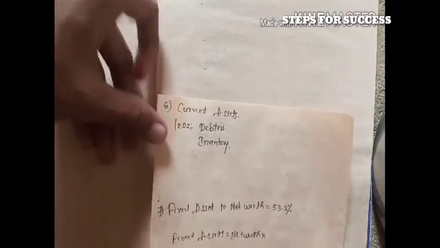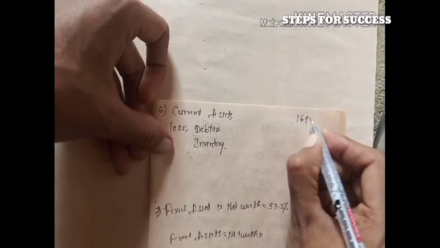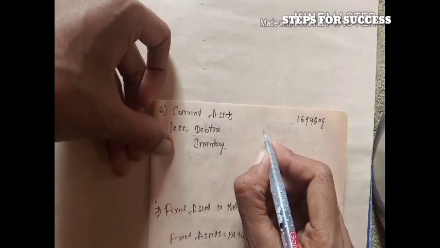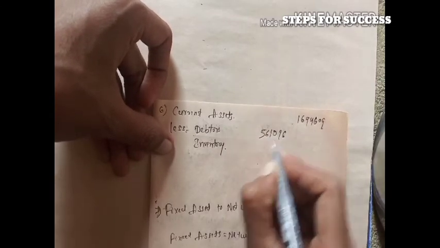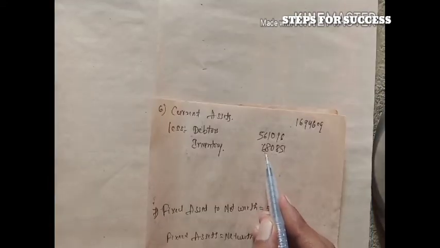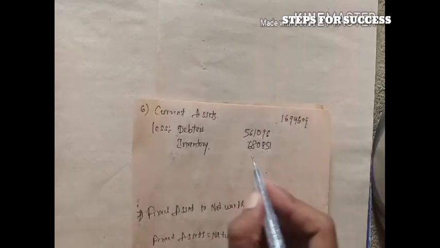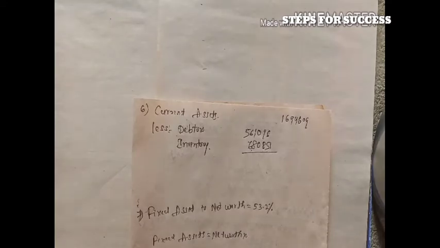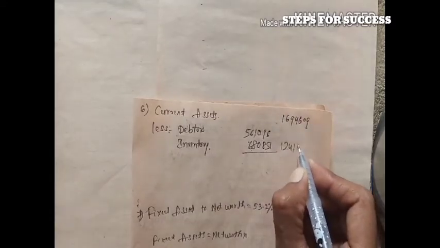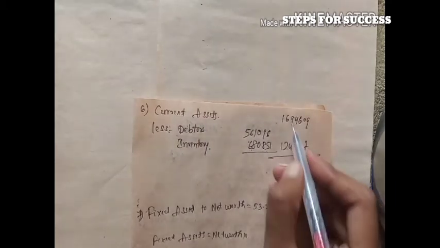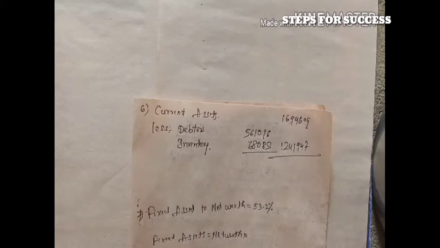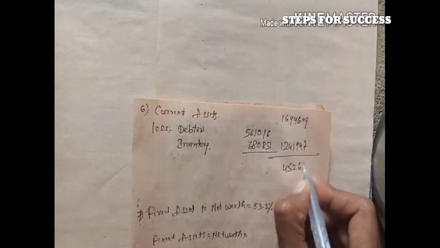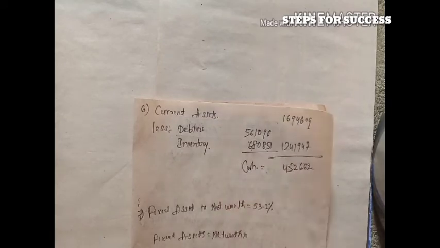So next, current assets are 16,94,609. Debtors we have already found, 5,61,096, and inventory 6,80,851. You add these two amounts: 5,61,096 plus 6,80,851 is 12,41,947. Subtracting this from 16,94,609 gives 4,52,662. This is our cash amount.